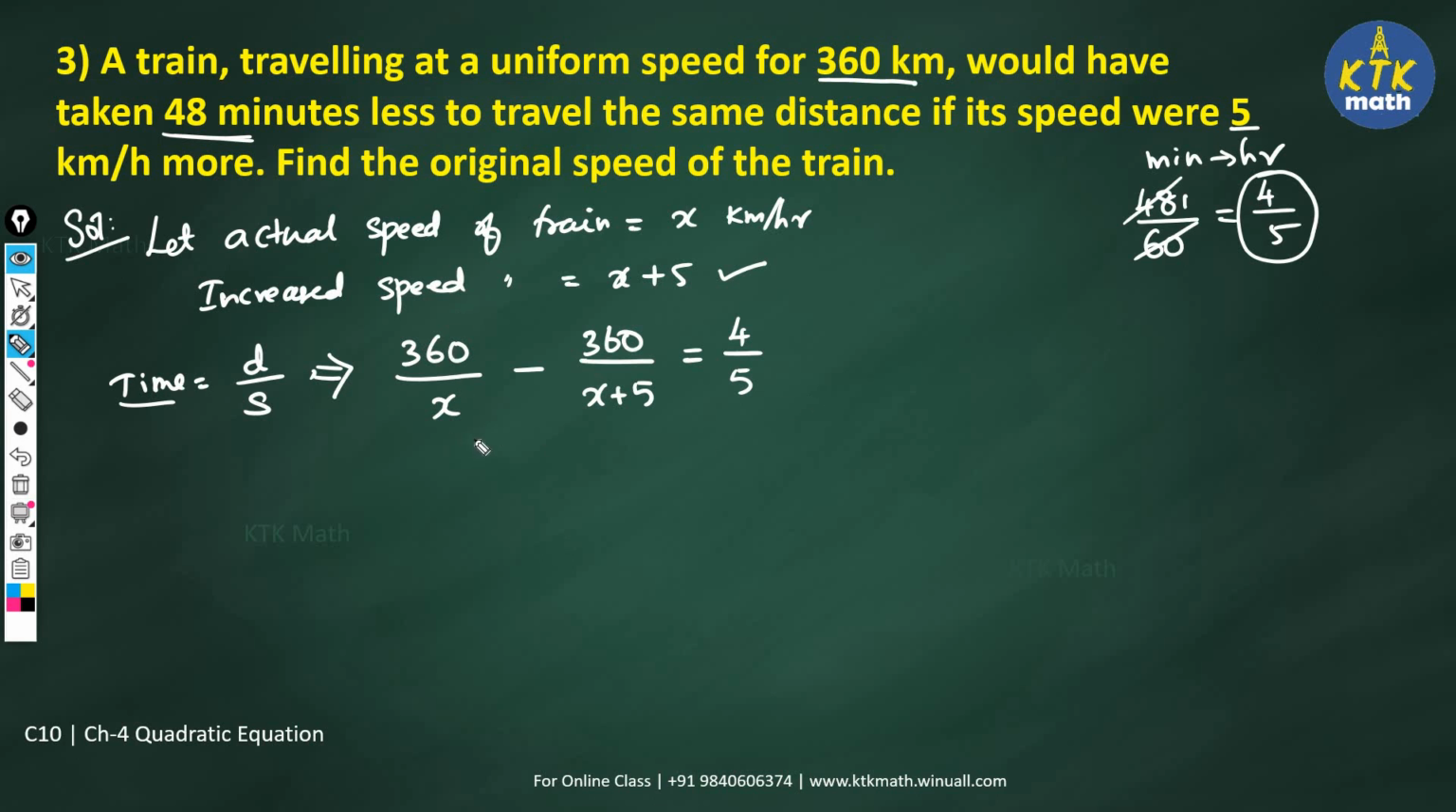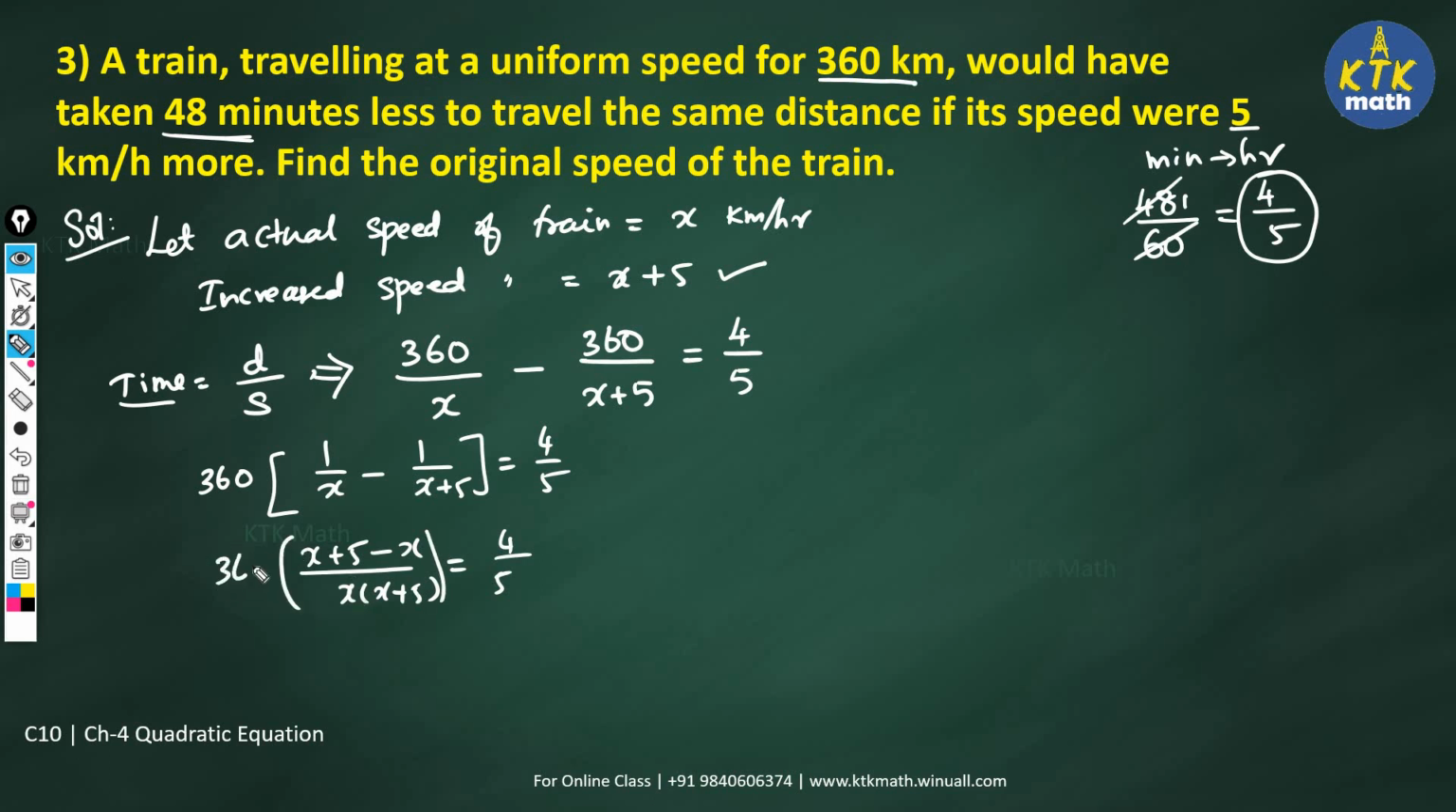When I solve this one, you are going to get your answer. Better I am not going to multiply everything. I will take this 360 out. So what remains is 1 over x minus 1 over x plus 5 is equal to 4 over 5. Now cross multiply: x plus 5 minus x over x into x plus 5 is equal to 4 over 5. This 360 you can bring there or cancel it, it is our choice. Anyhow, we are going to do cross multiplication at last, so better I will do it like this. Keep the 360 there itself, and I can cancel 4 with 360. You are going to have 90.